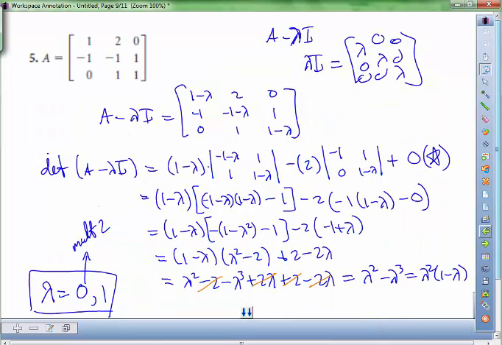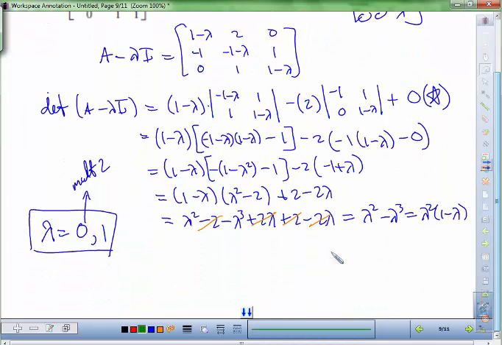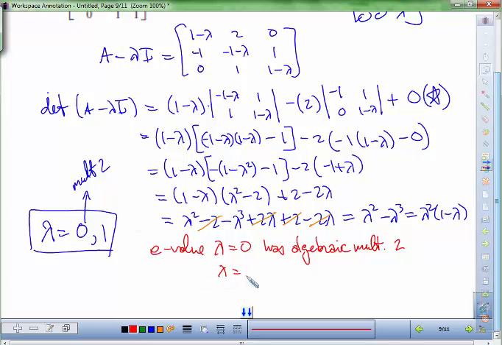So it turns out that when you first solve for the determinant of this matrix over here, it's called a characteristic polynomial. When you solve for that characteristic polynomial, its multiplicity is going to be your algebraic multiplicity. So for each of these eigenvalues, lambda equal to 0 has algebraic multiplicity of 2 because it's a repeated root, and eigenvalue 1 has algebraic multiplicity of 1.